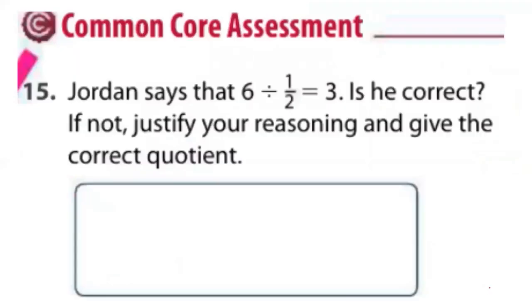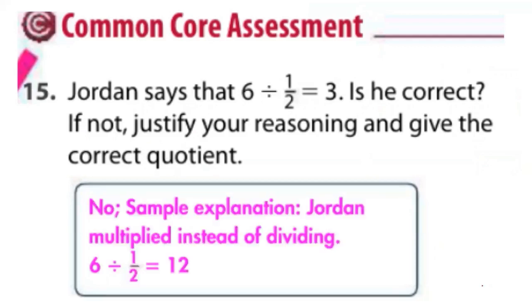Common core assessment, number 15. Jordan said that 6 divided by half equals 3. Is he correct? If not, justify your reasoning and give the correct quotient. No, Jordan multiplied instead of dividing, because when dividing 6 divided by 1/2, he will keep 6 as it is.